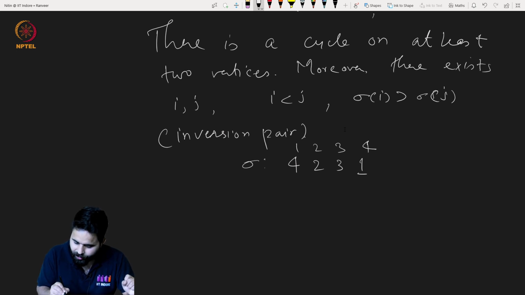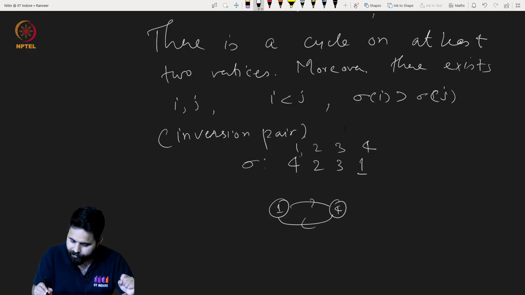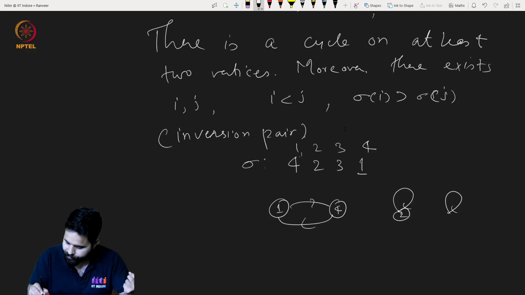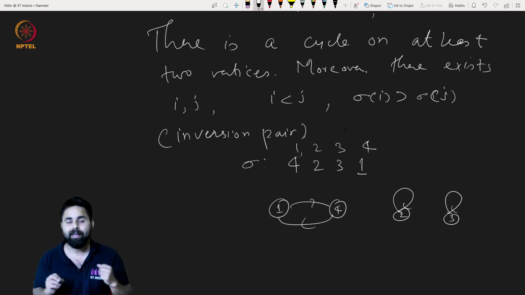So 1 goes to 4, and then 4 goes to 1. And then 2 stays as it is, so 2 goes to 2. If you see, the number of cycles is less than n here. This is 2, this is 3 here.